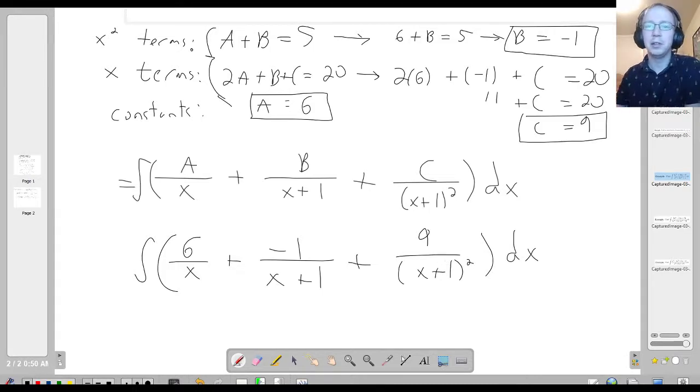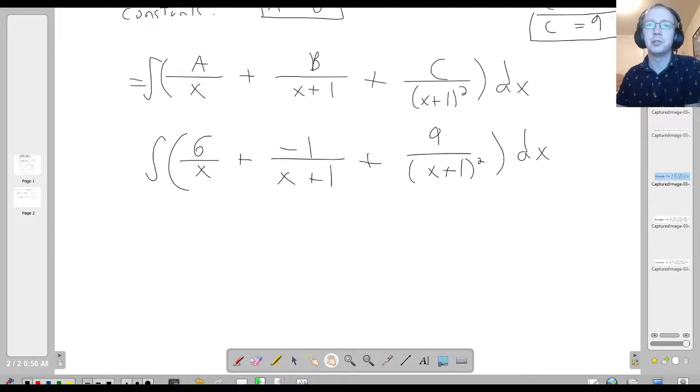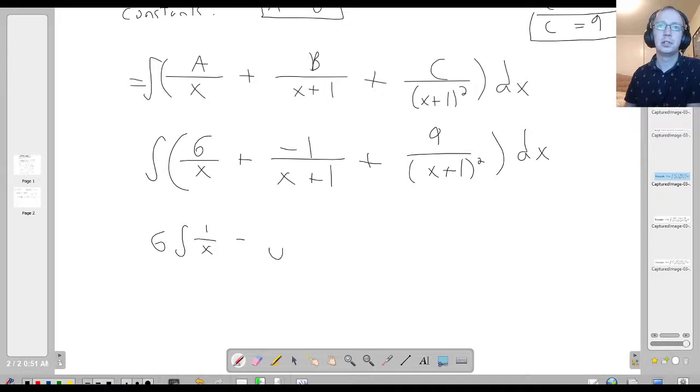Now, each of these little integrals should actually be pretty straightforward to do. So let's start with the integral of 6 over x. I could write this as 6 times the integral of 1 over x. I'm going to write this as 1 over x plus 1. And I'm going to write this as 9 times x plus 1 to the negative 2.